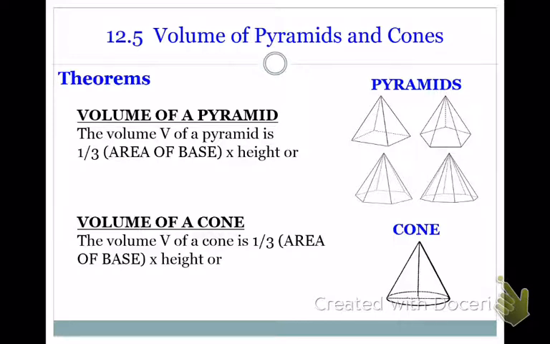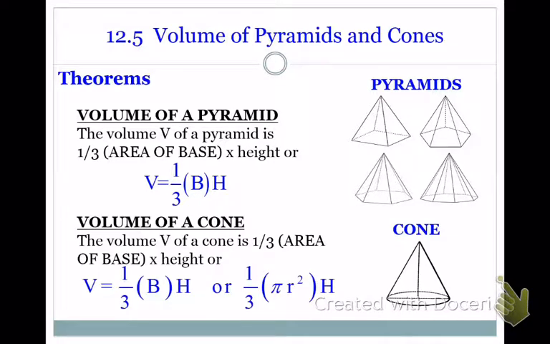Same thing on cone. The volume of a cone is 1/3 the area of the circular base times the height. So the only difference between these formulas and the ones before is you're putting a third in front. All right, any questions? Everybody has it? Okay.